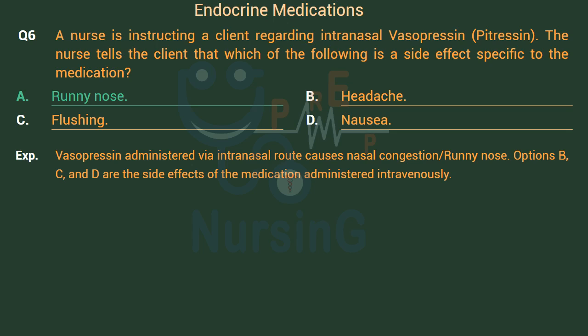Vasopressin administered via the intranasal route causes nasal congestion and runny nose. Options B, C, and D are the side effects of the medication administered intravenously.